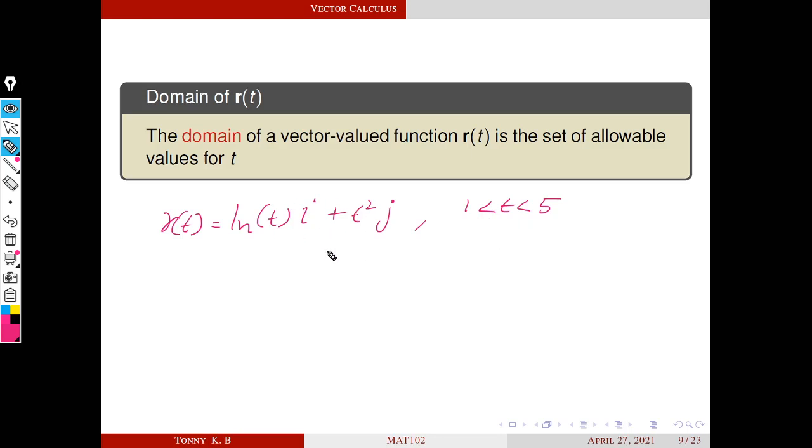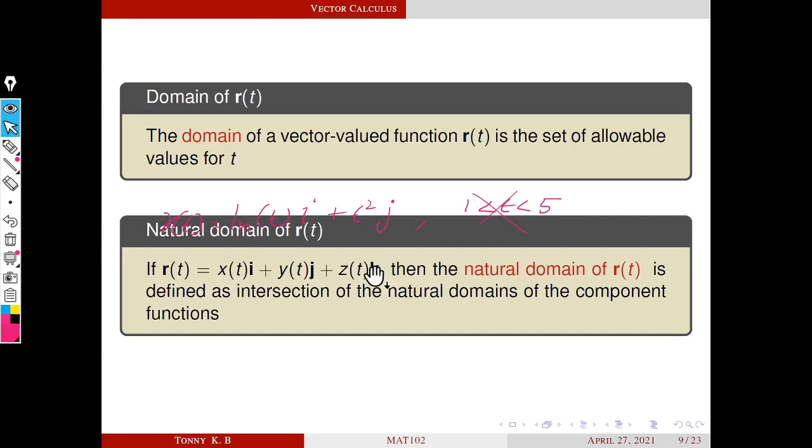Consider another case. Suppose only the function is given. That means the domain is not given. We have only the function. Then we can define another technical term called the natural domain of a given function. Natural domain of a vector valued function r of t. So this is the formal definition of natural domain of r of t.